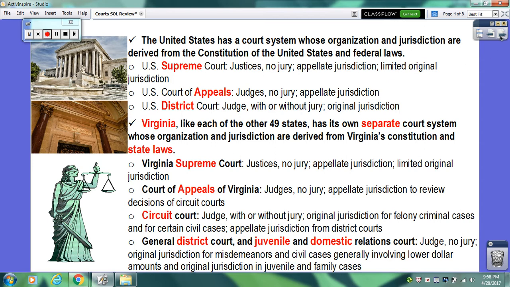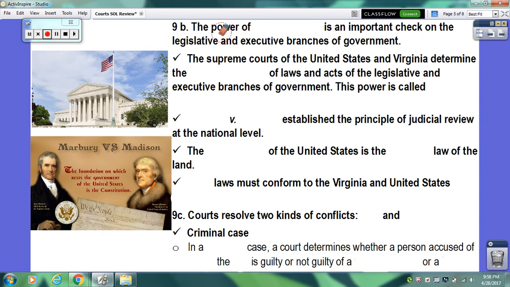All right, moving on to our next point here, we have 9B. So if you take a look at the pictures here, you can probably take a guess what we're going to look at. It's going to be looking at the federal courts, and it's going to be on this monumental court case called Marbury versus Madison. So the power of judicial review is a check on the legislative and executive branches of the government. So this court case of Marbury versus Madison is going to establish this concept of judicial review.